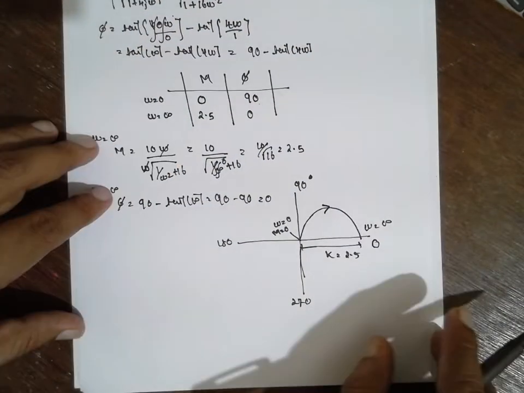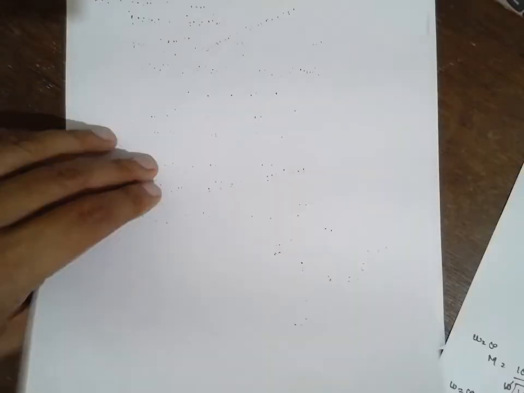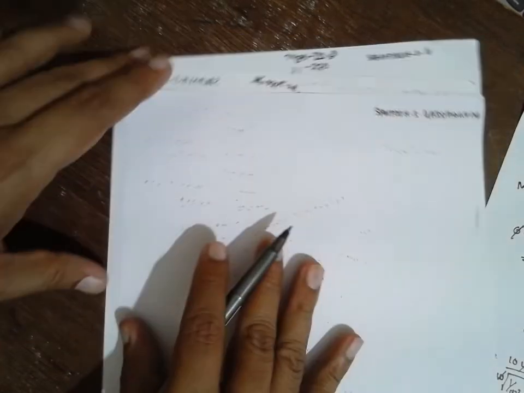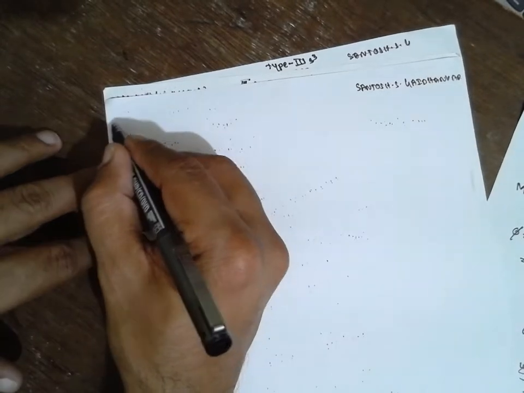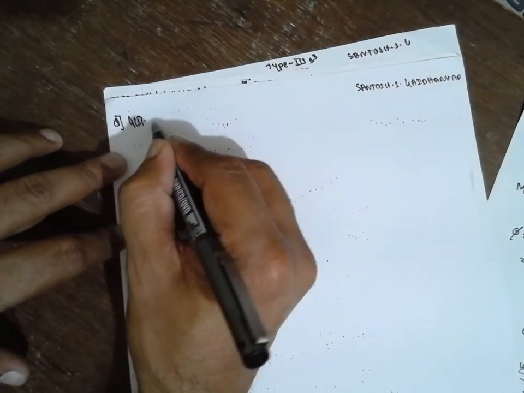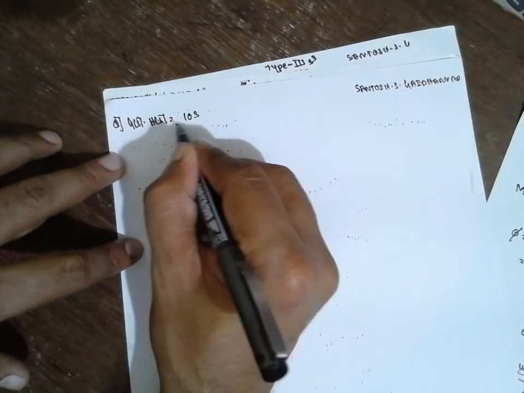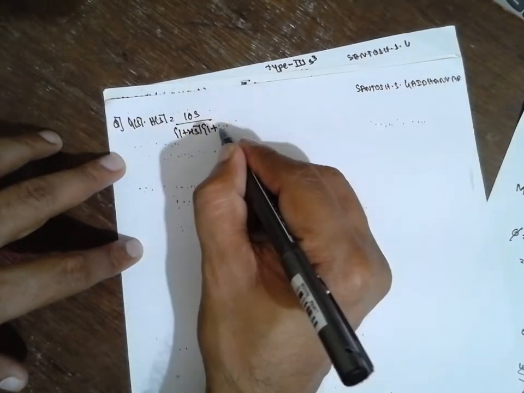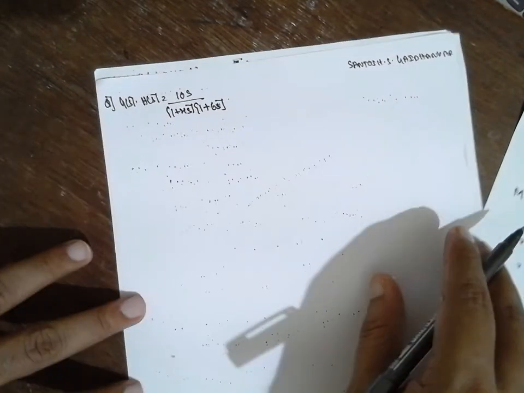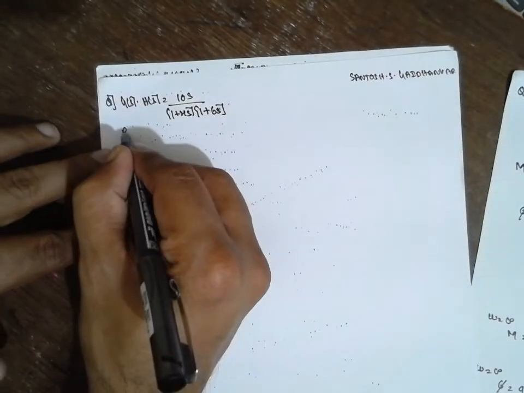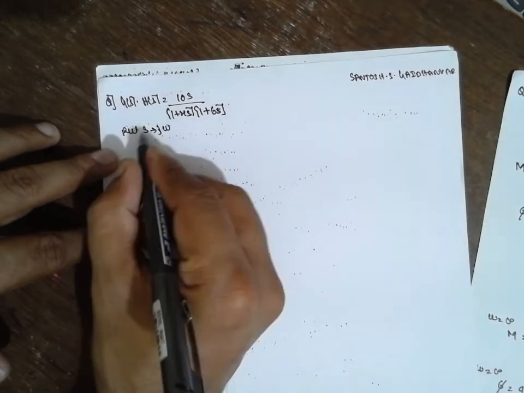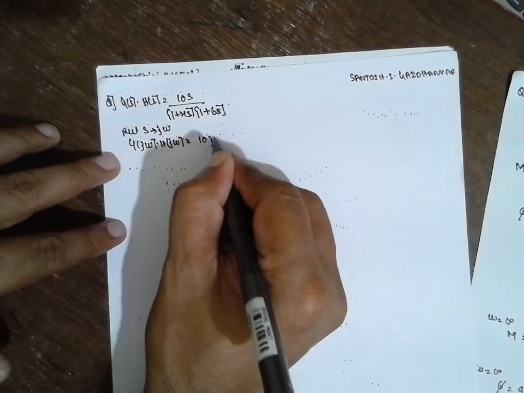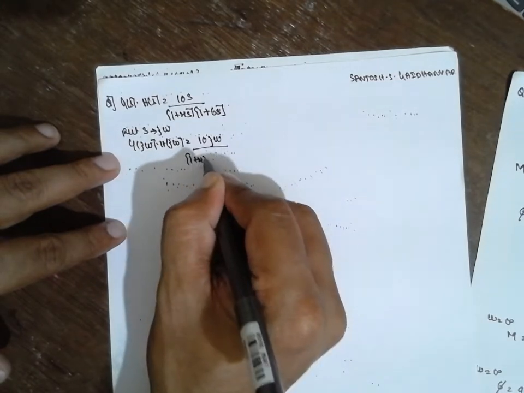Next problem, we'll do the continuation of this one. Question: G of s into H of s is equal to 10s divided by (1 plus 4s)(1 plus 6s). Now, what happens? We are going to study it now. Put s is equal to j omega: G(j omega) H(j omega) = 10 j omega divided by (1 plus 4 j omega)(1 plus 6 j omega).